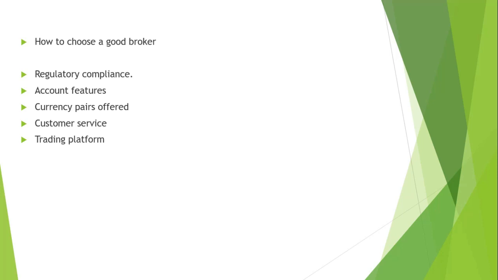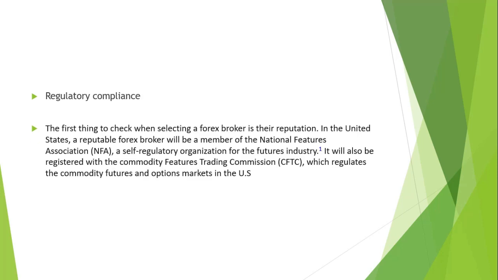We are going to discuss the first one, which is the regulatory compliance. The first thing to check when selecting a forex broker is their reputation. In the United States, a reputable forex broker will be a member of the National Futures Association, referred to as the NFA, a self-regulatory organization for the futures industry. It will also be registered with the Commodity Futures Trading Commission, the CFTC, which regulates the commodity futures and options markets in the US.